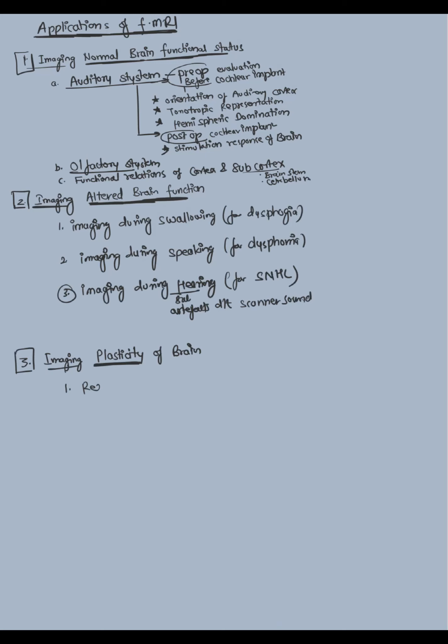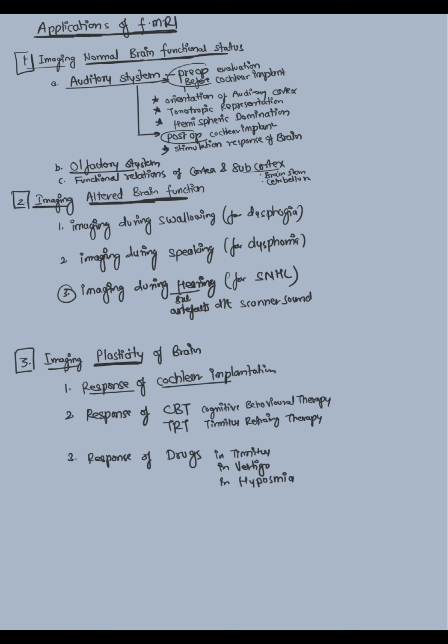Imaging plasticity of the brain. In imaging plasticity, we check the response to cochlear implantation, and we can check the response to cognitive behavior therapy or tinnitus retraining therapy, that is, how the brain areas are responding to the therapies. Also we can check the response to drugs in tinnitus, in vertigo, in hyposmia. So this is the end of functional MRI.